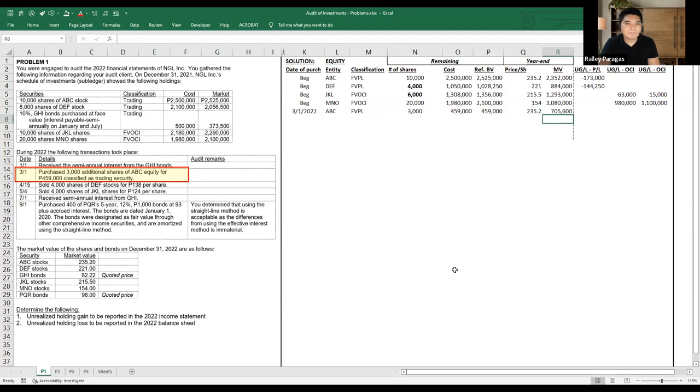Since FVPL yan, trading yan, para makompute natin yung market value, kunin mo yung latest market value, less mo yung reference book value, which, as we've mentioned, in this case, is the acquisition cost, no? Kasi hindi mo pa naman nire-measure yan. Wala pang intervening balance sheet date, kaya hindi mo pa nire-measure. So yung reference book value mo dyan or yung carrying amount mo would be the 459,000 still. Okay, so you have a gain of 246,600 na profit or loss, no? Unrealized holding gain coming from the trading security.